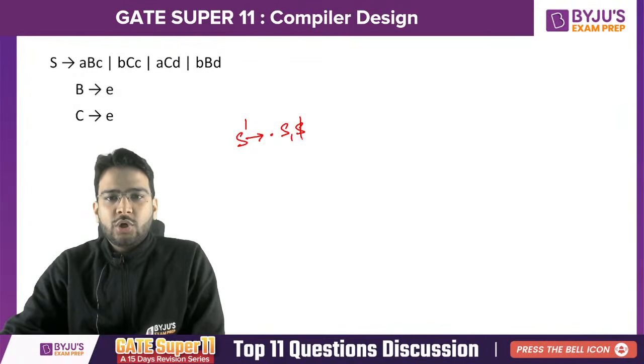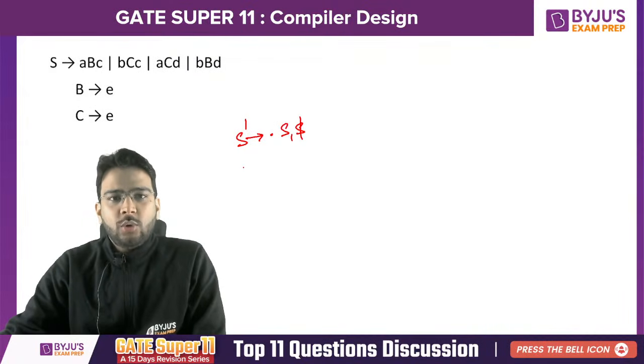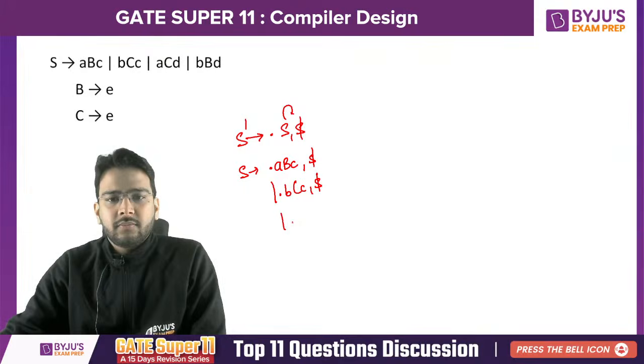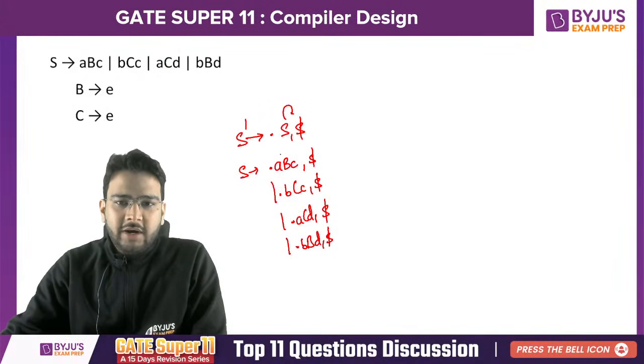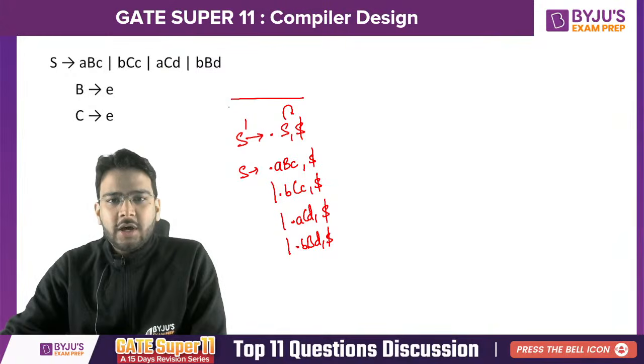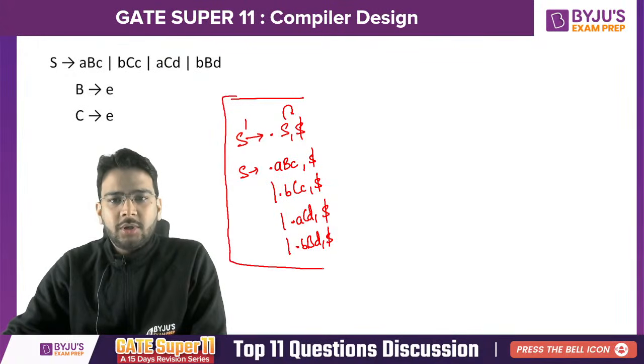Okay, so here it is a dollar. So you have to find the closure of S. So closure of S will be dot A, B, C. And what is the follow of S? That is dollar. So dollar will be the look ahead here. And else you will be getting B, C, C. And here it is dollar. A, C, D. Here it is dollar. And B, B, D. Here it is a dollar. Clear? Now we don't have to find any closure because we are not having dot in front of a non-terminal. So this is going to be one single state.